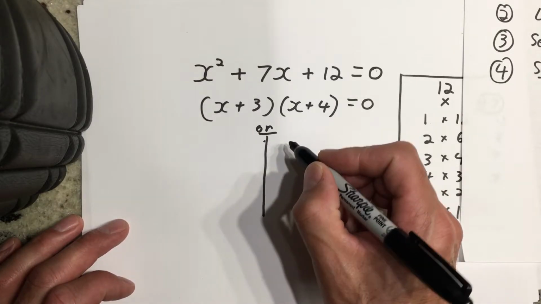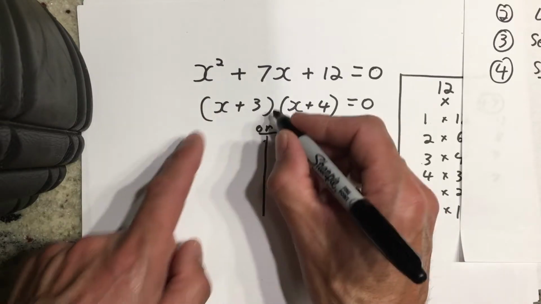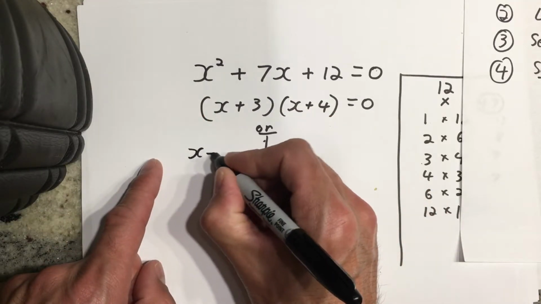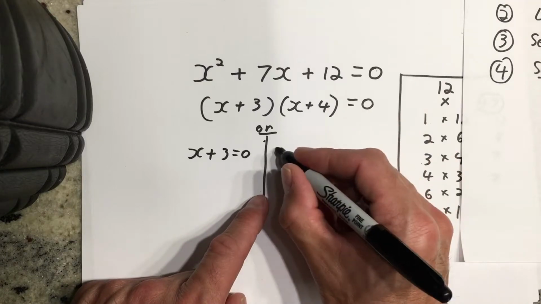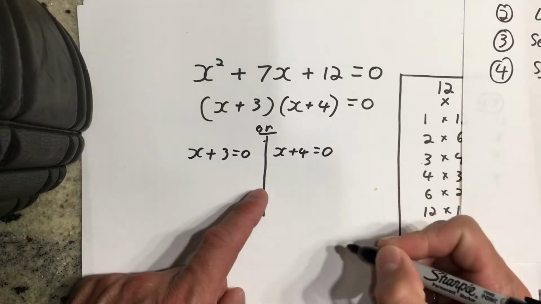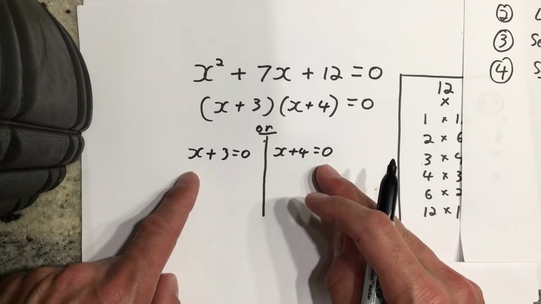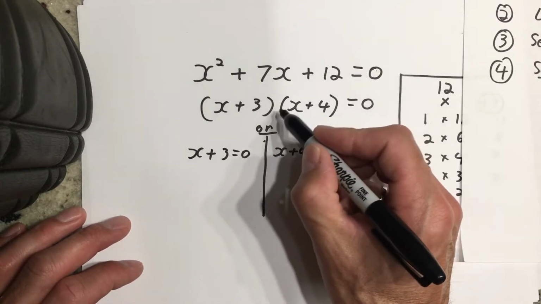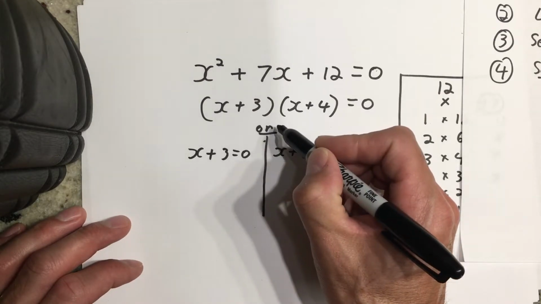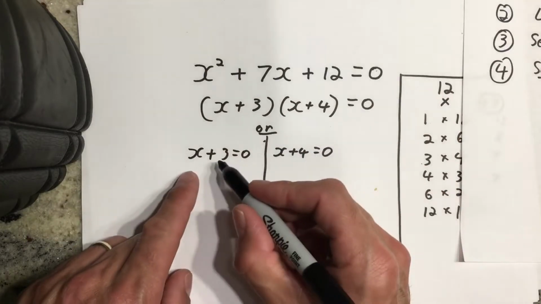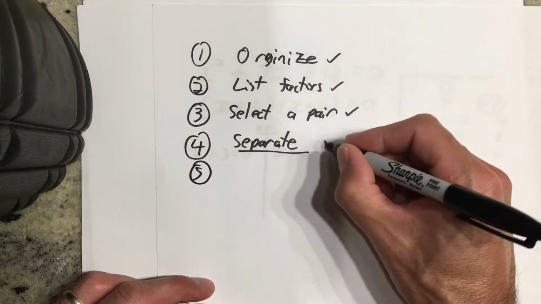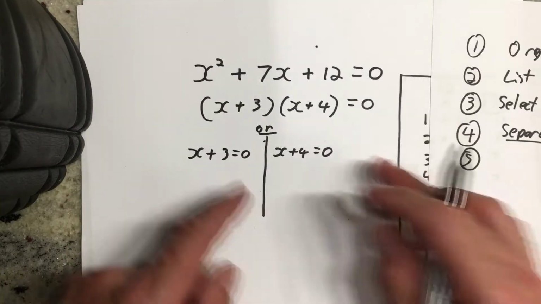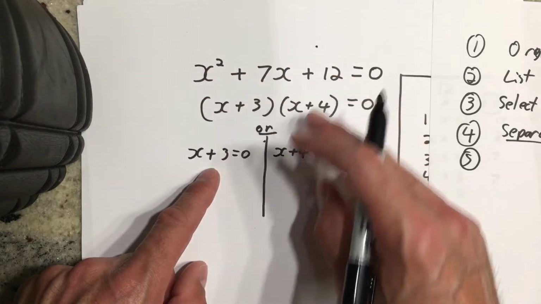On either side of or, I'm going to write the left factor, whatever's in the left bracket, x plus 3 is equal to 0, or x plus 4 is equal to 0. This is going to help me find my two valid answers. So right below your brackets, you should always draw a line, write or on top, and separate the two factors, make each of them equal to 0. Okay, so press pause and finish separating the two from the one you're working on. Maybe you're working on a different one from this one.